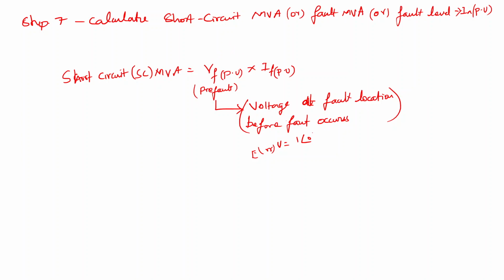And IF, by calculating in step 5, we can find out the IF per unit. If you multiply these two things, we will get the per unit value. So this MVA will be equal to IF directly, because we usually put 1 for VF. Next, after finding the short circuit MVA, we need to convert that MVA into the actual value, because this MVA value is in per unit. So we need to convert into the actual value. So step 8.